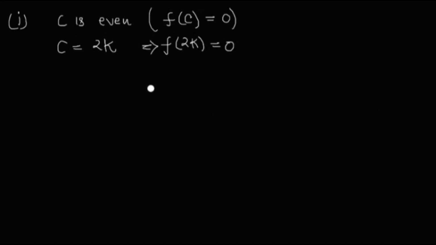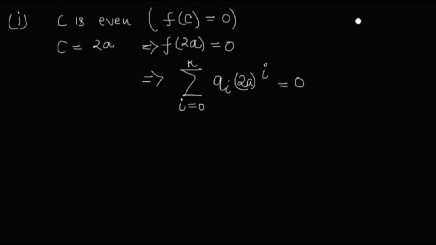If f of twice k, no, let's not get confused with this k and the k from the polynomial. Say this is twice a. If f of twice a equals 0, then you will have the summation of ai times twice a to the power i, where i ranges from 0 to k. This is 0.